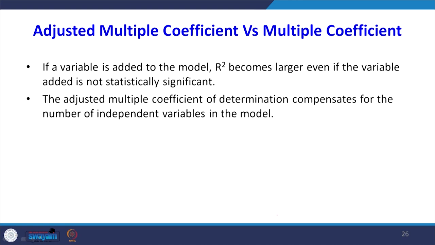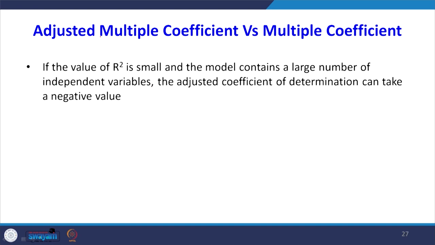Now let us see the adjusted multiple coefficient versus the multiple coefficient. That is the point I mentioned in the previous slides. If a variable is added to the model, R square becomes larger even if the added variable is not statistically significant. This is very important. The adjusted multiple coefficient of determination, that is adjusted R square, compensates for the number of independent variables. It is adjusted for the number of independent variables, otherwise said, adjusted for its degrees of freedom.